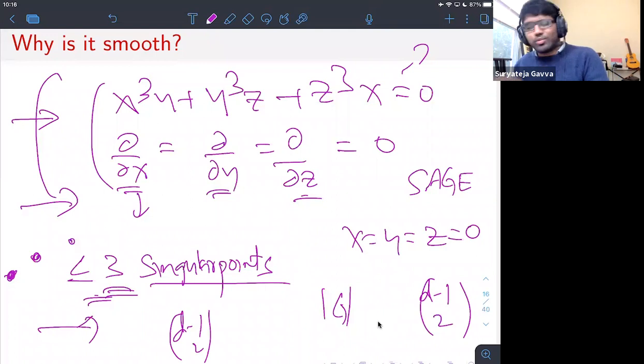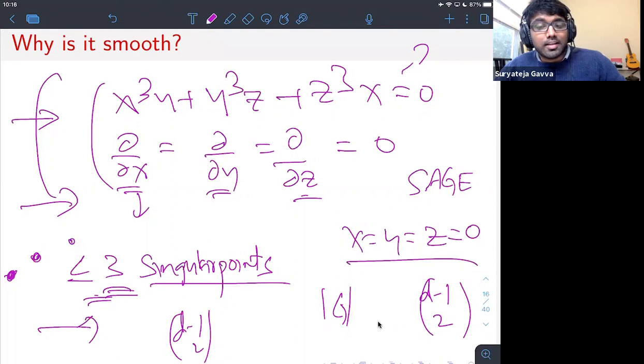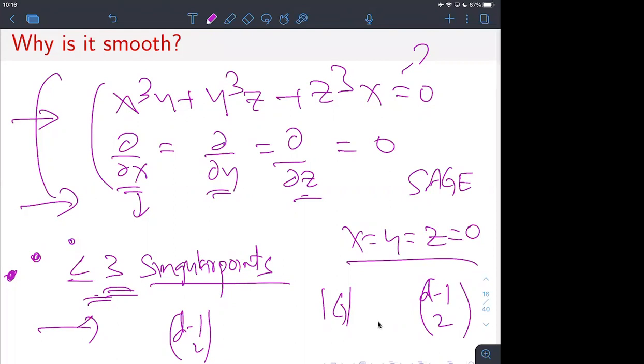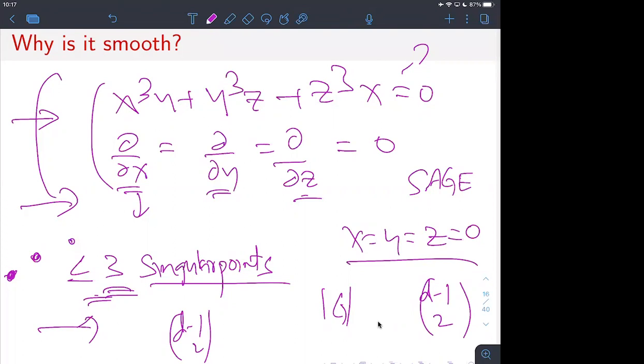So either you can argue by a group action and the structure of our group that it has no singular points, or you can explicitly compute the derivatives and set them equal to 0 and see what the solutions are, and you can see that x equals y. So this is the formula: (d-1 choose 2) is the maximum number of singular points on a degree d plane curve, counting with multiplicities.